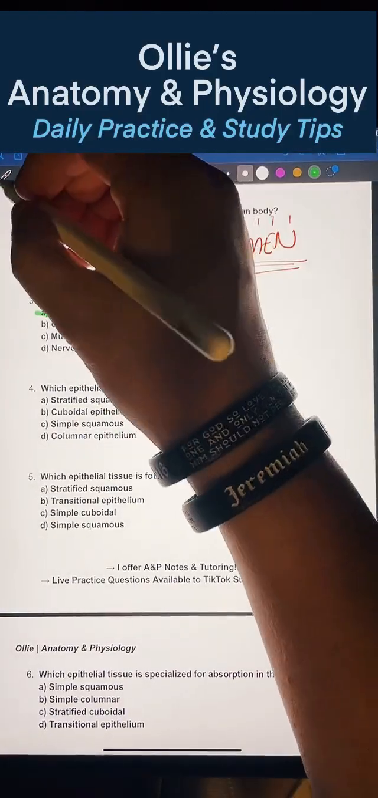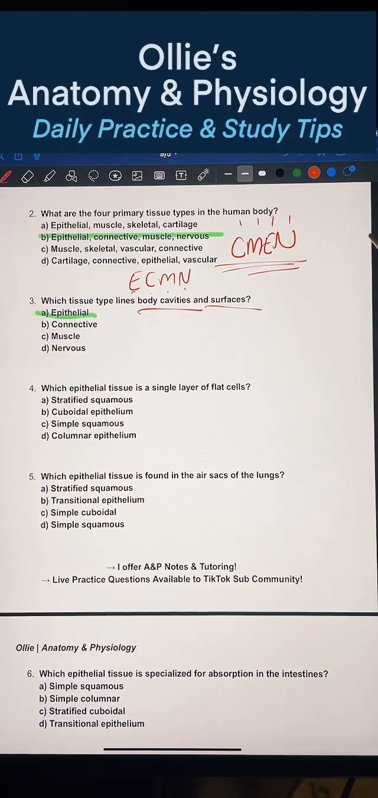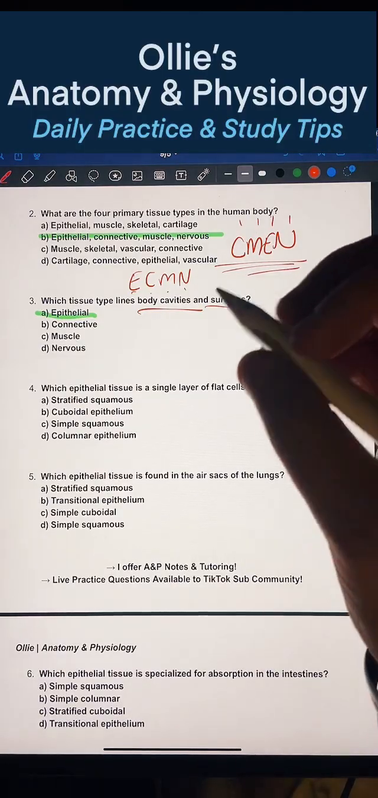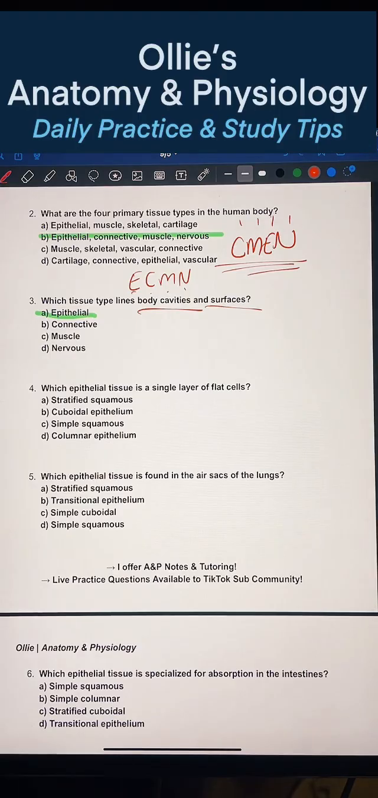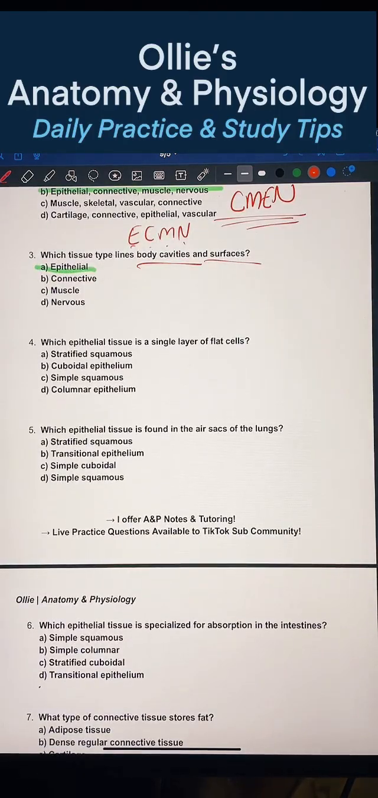Number 3 is A. It's epithelial. Epithelial tissue is going to form protective layers that line your organs, cavities, and skin surfaces. Number 4, speaking of epithelial, which epithelial tissue type is a single layer of flat cells? A single layer of flat cells. A, B, C, or D?